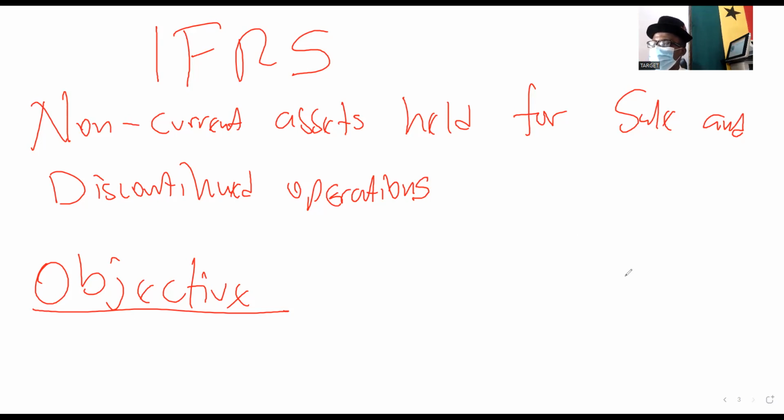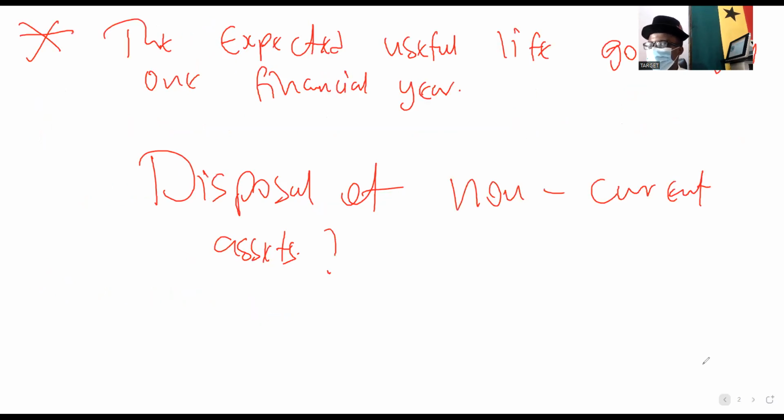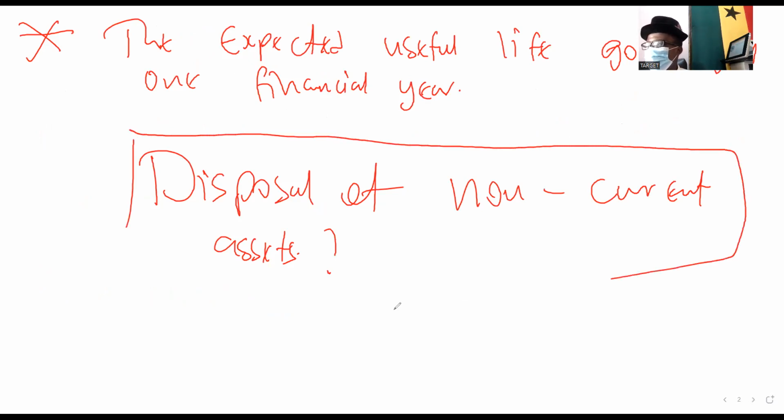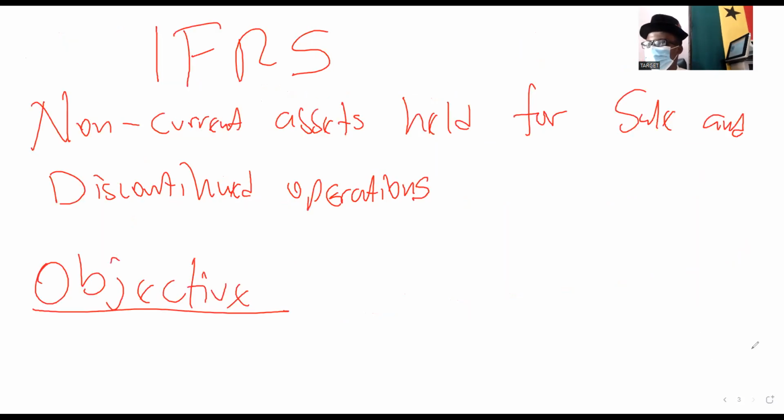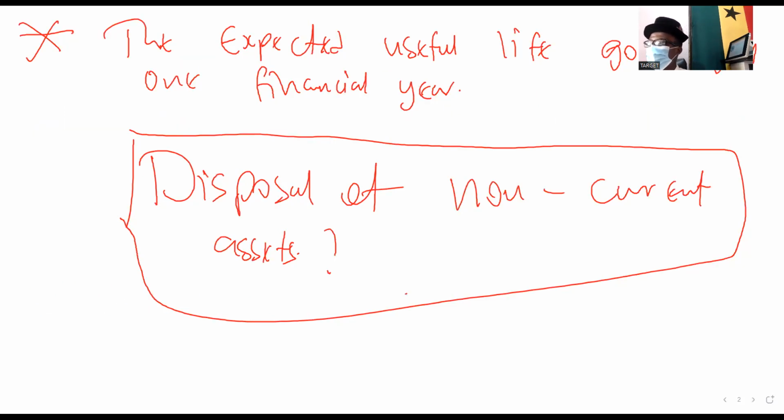So that is it. Now, this question came in: the disposal of non-current assets, which standard governs that? That's IFRS 5. As a result of this question, how do we dispose of non-current assets? What are the procedure and the methodology? That brought IFRS 5 into the picture. So anytime you are going to sell your non-current assets, we need IFRS 5 in position. Let's take note of that. All right, let me continue.